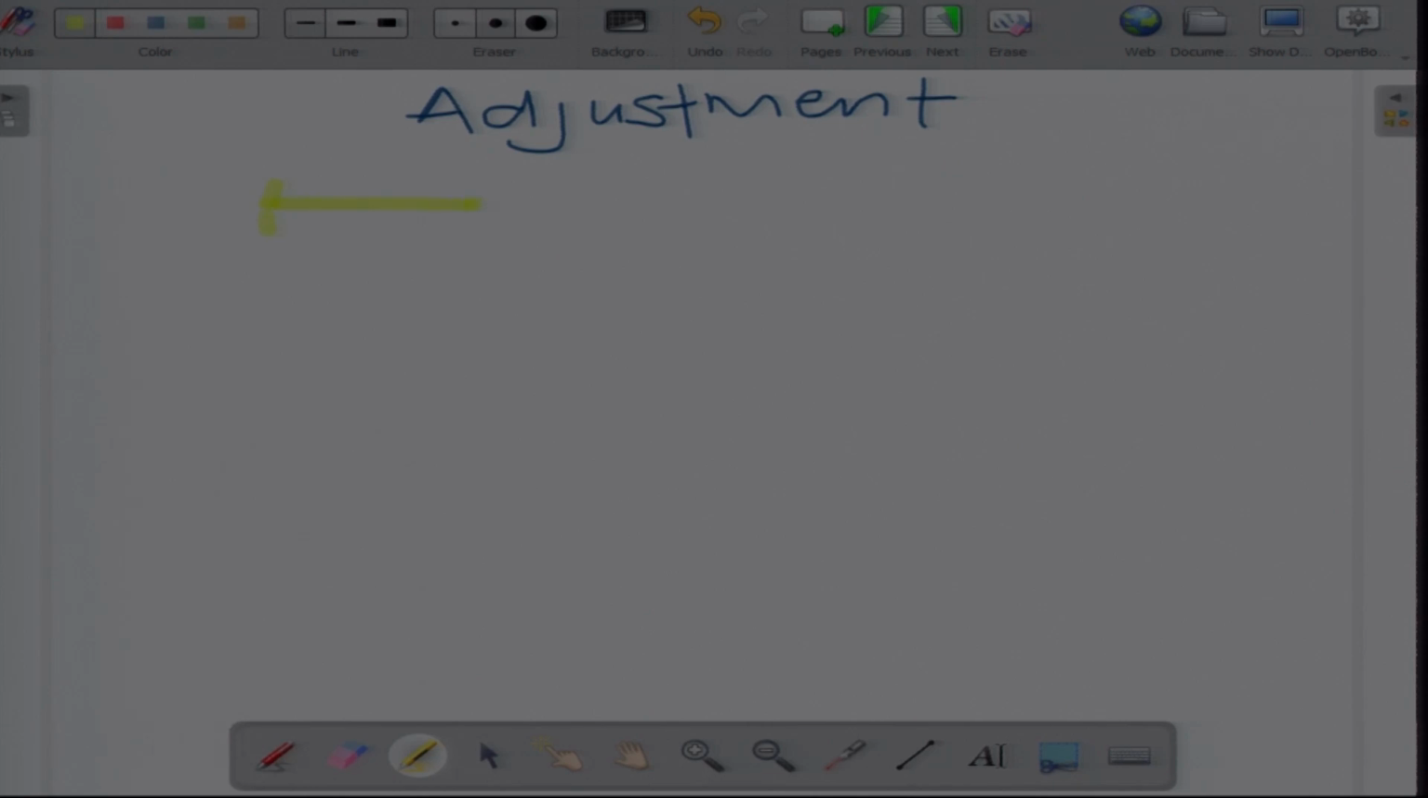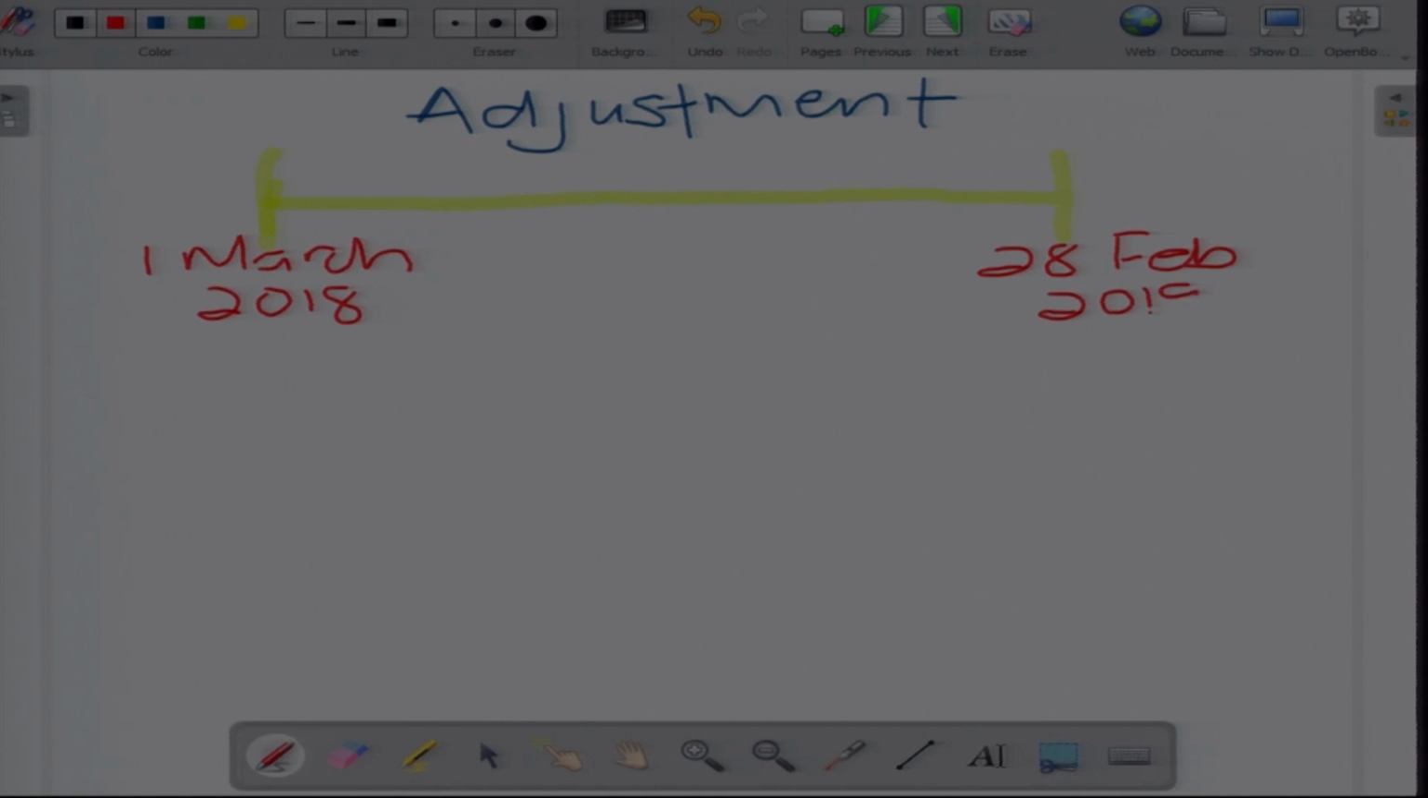For example, let's say this is your financial year. Let's say we're starting on the 1st of March 2018 till the 28th of February 2019. This is our financial year. Now, an adjustment is something that you had to pay within the year, but it's not paid yet, meaning it should be here, but it's not here, or it is not supposed to be here, but it's here.